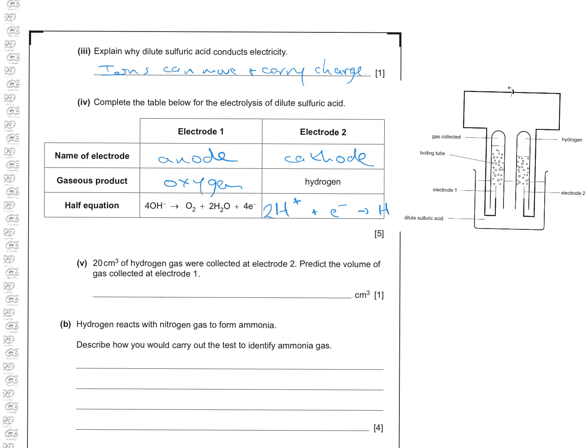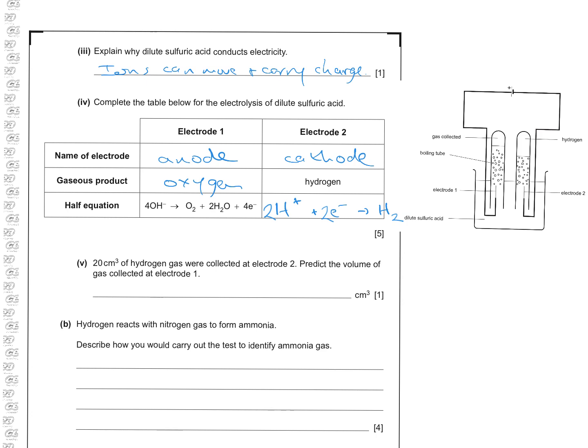So in total there will be 2 hydrogen ions, which gain a total of 2 electrons to form H2. Now don't write 2H. 2H means 2 separate hydrogen atoms, whereas H2 means that the 2 atoms are bonded together. It's a diatomic molecule.